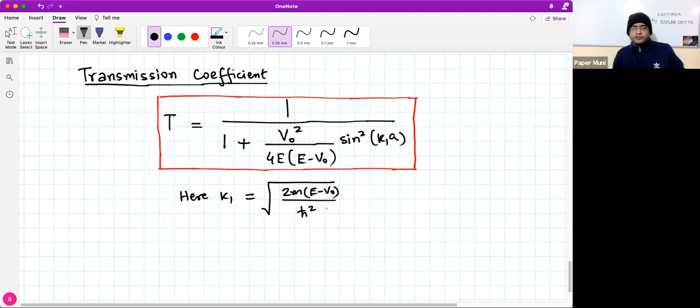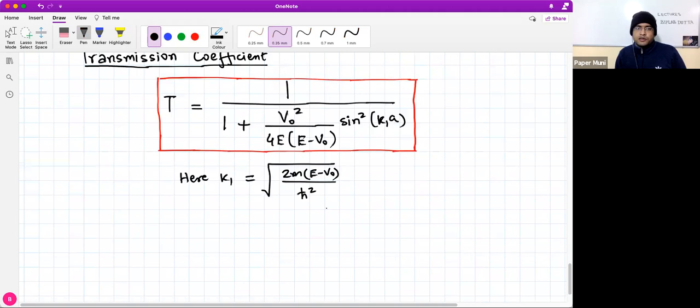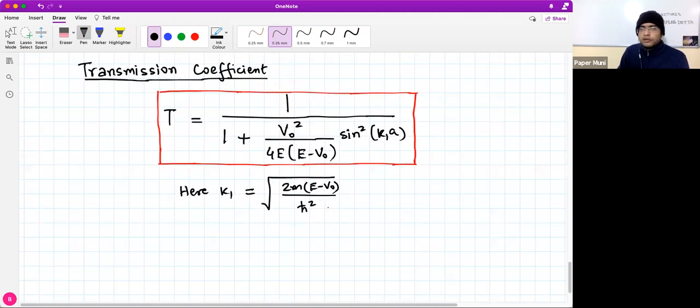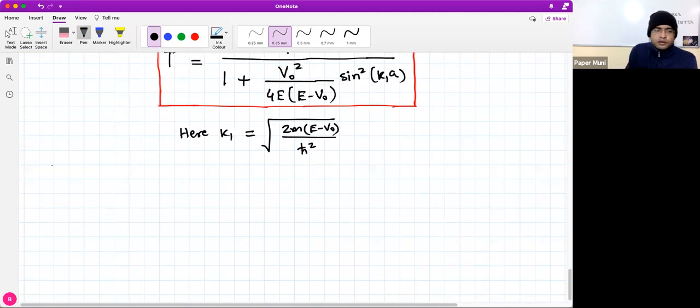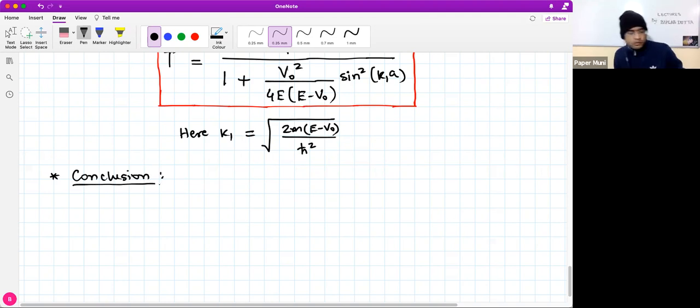Now let's discuss what this implies. What are the conclusions we can get from this? A few of the conclusions are as follows. If you want to look at a textbook on this, you can look at any of the books which I have recommended.